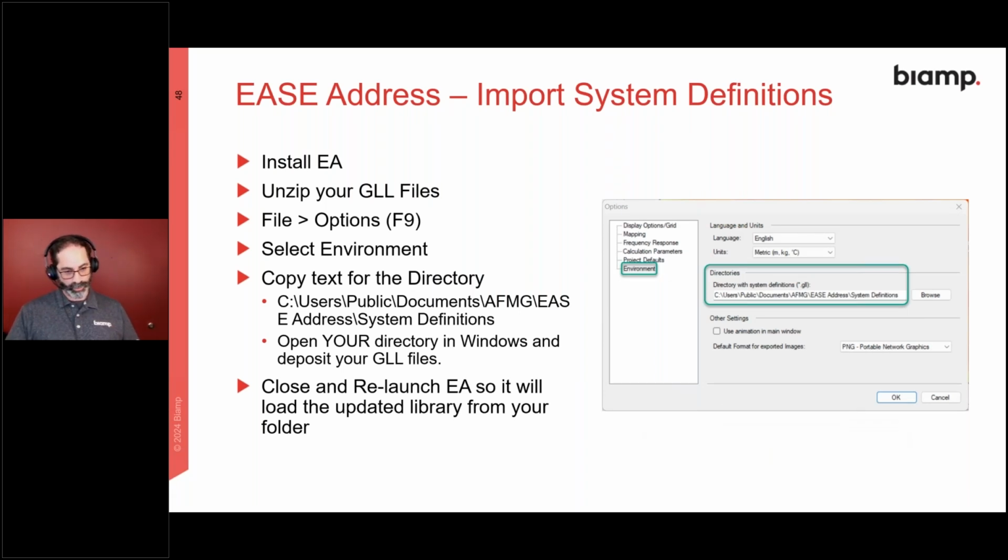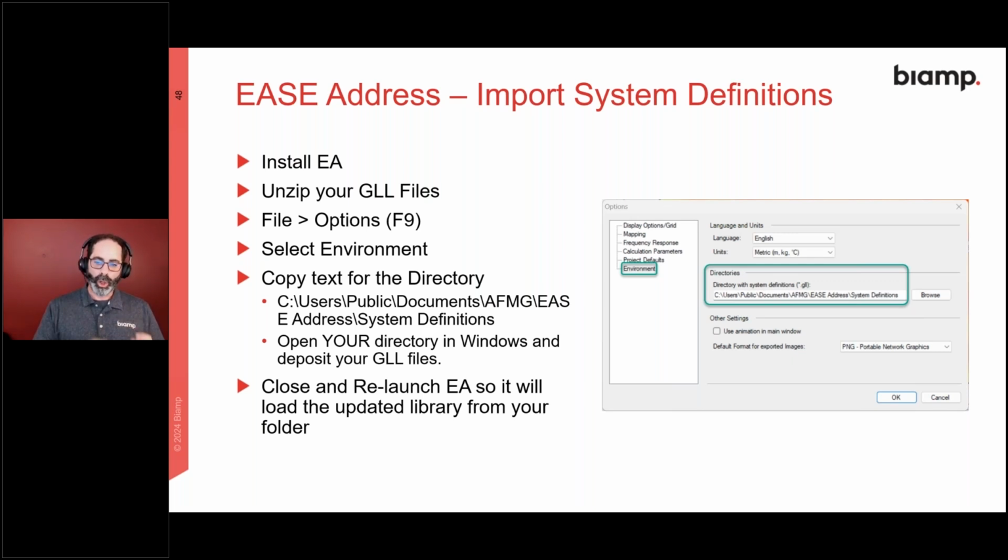So there's the step-by-step. Go to F9, get that text string, so you know where that folder is. Go to that folder, put all the GLLs in it. Don't worry about which ones are licensed or not licensed. It'll figure it out for you. You don't have to go through the matrix and check each one and decide which ones to put in there. Just throw them all in there.